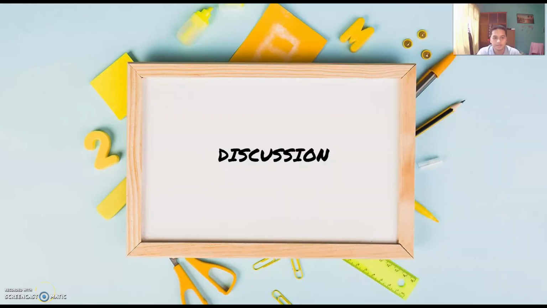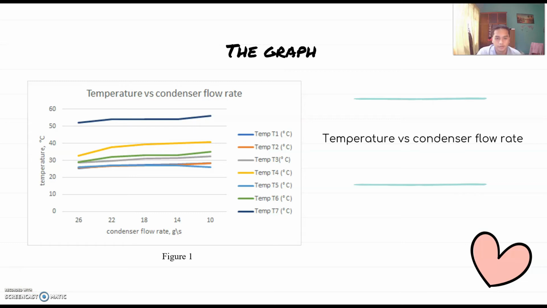Hello, my name is Muhammad Haris and I'm going to present the discussion part. First of all, this is our graph in figure 1, temperature versus condenser flow rate. This is our result. We have seven temperatures here, temp 1 until temp 7.